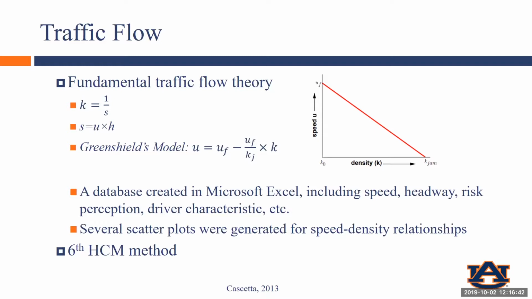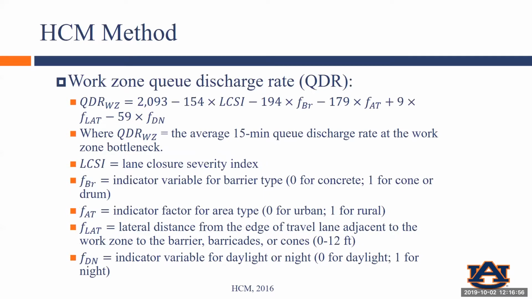We also use the 6th edition Highway Capacity Manual method to estimate the capacity. Basically, you have two different ways to measure the capacity. In the HCM method, first you estimate the work zone Q discharge rate. That is based on the inputs: the lane closure severity index, and the indicator variable for barrier type.